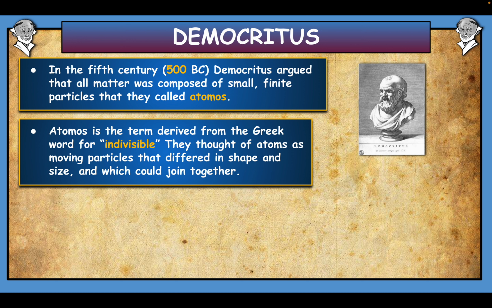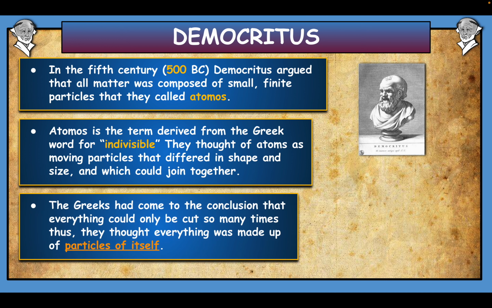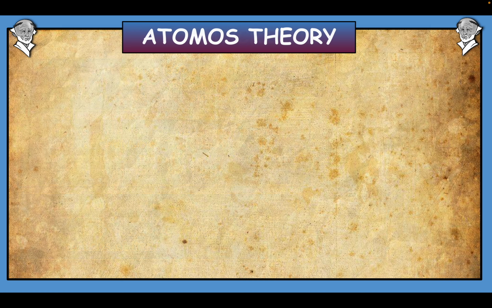That's amazing that they were thinking of that in 500 BC. That's amazing to me that they kind of had that thought. Because that's where we understand an atom. Atoms are the building blocks of matter. The difference is that these Greeks came to a conclusion that everything could only be cut so many times. So they thought everything was made up of that particle themselves. So a tree was made of tree particles, or grass was made of grass particles. Water was made of water particles.